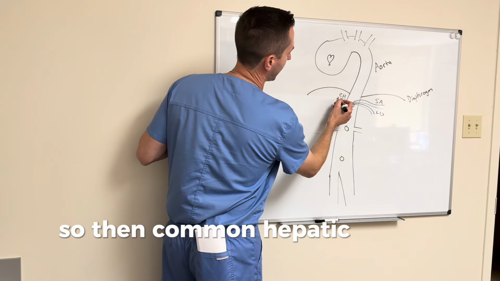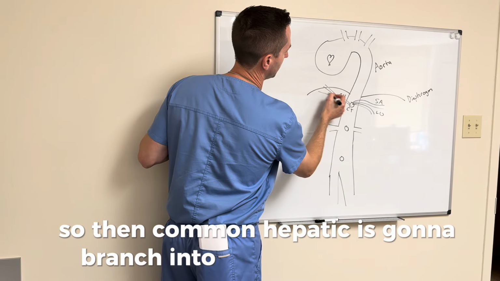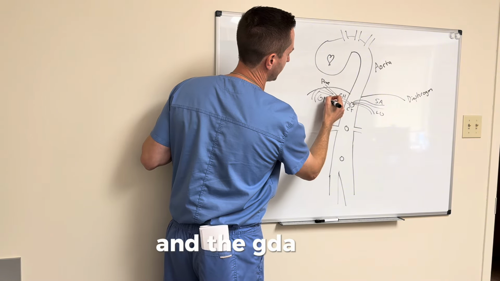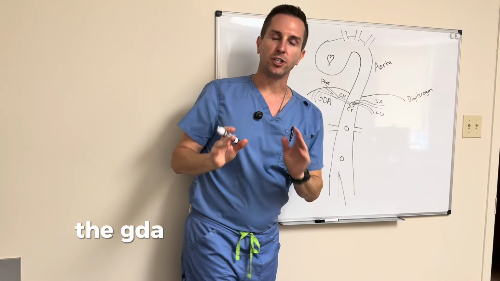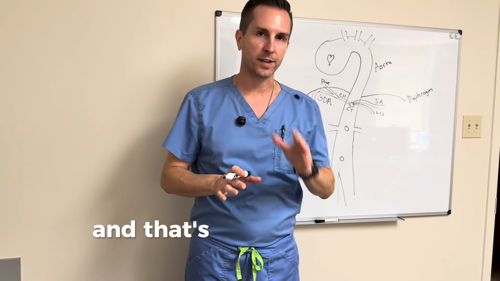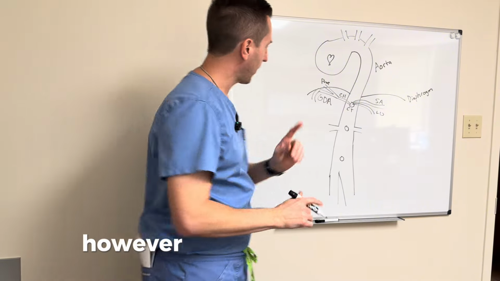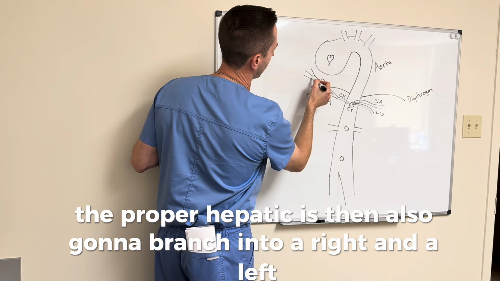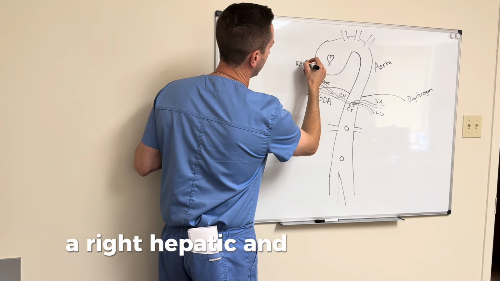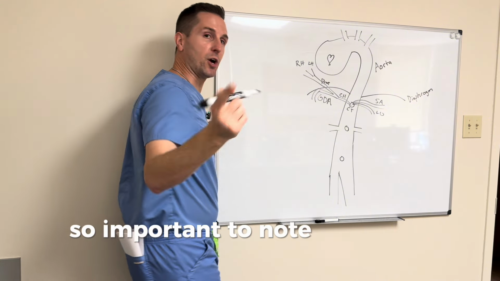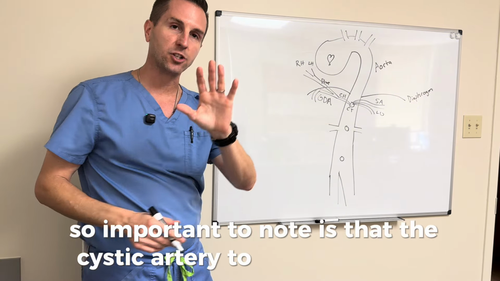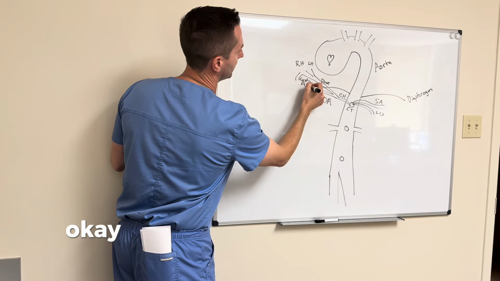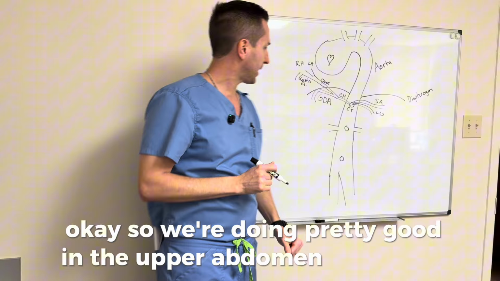So then common hepatic is gonna branch into the proper hepatic and the GDA, okay? The GDA is the gastroduodenal artery, and that's where things get exceedingly tricky. However, let's keep going here. So the proper hepatic is then also going to branch into a right and a left hepatic. So important to note is that the cystic artery to the gallbladder comes off of the right hepatic, okay? So we're doing pretty good in the upper abdomen here so far.